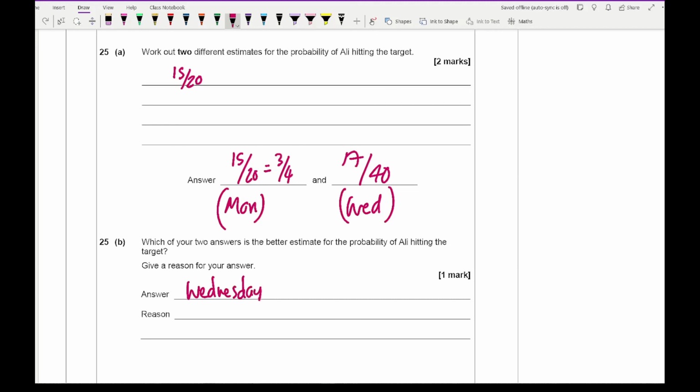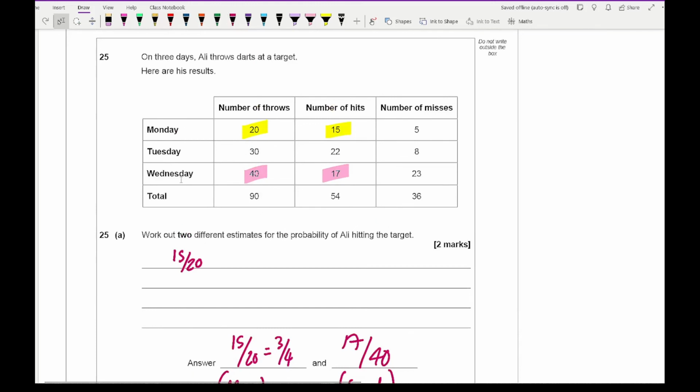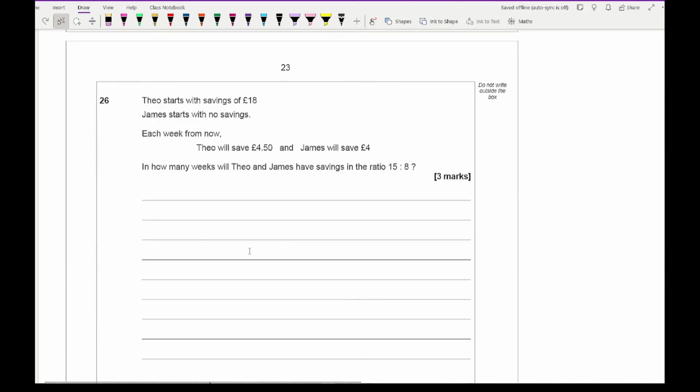And the reason for that is because we've aimed for more targets, so the number of trials is greater. So whichever you go for, you could have gone for Monday and Tuesday, Monday and Wednesday, which I've done. You could even have gone for Monday and the total. That would have been absolutely fine. But in terms of which one's better, the total one is going to be better because the number of throws is 90. The next best is Wednesday, next best is Tuesday, and the worst one is Monday. So whichever one you go for, the one that's got the most number of throws is going to be the better option.